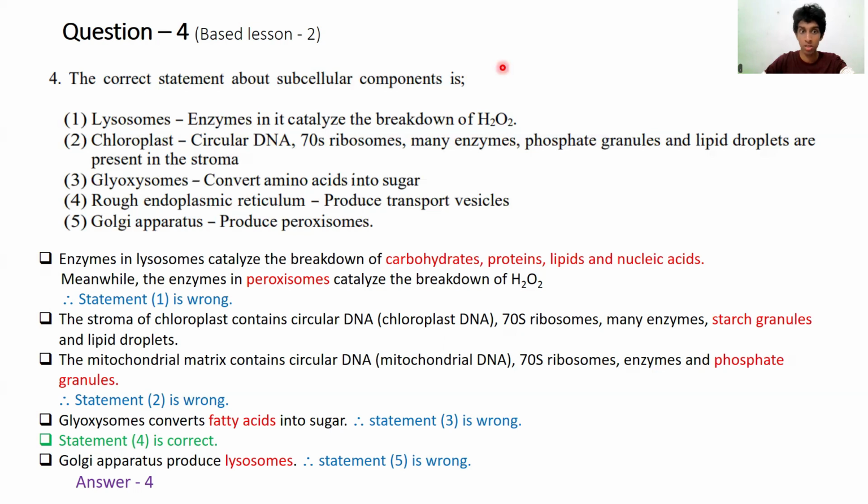4. Rough endoplasmic reticulum produce transport vesicles. That's true. 5th one, Golgi apparatus produce peroxisomes. It's also wrong because the Golgi apparatus doesn't produce peroxisomes, it produces lysosomes. So accordingly, the correct statement is the 4th one. So the correct answer is 4.